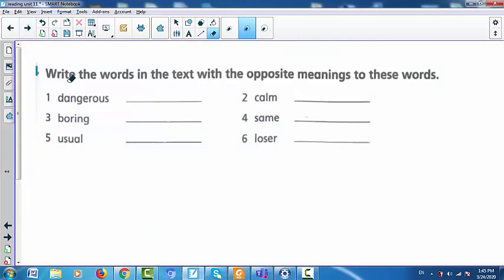The last exercise today: write the words in the text with the opposite meaning to these words. Opposite meanings. Dangerous, safe. Calm, rough. Boring, exciting. Same, different. Usual, unusual. Loser, winner.